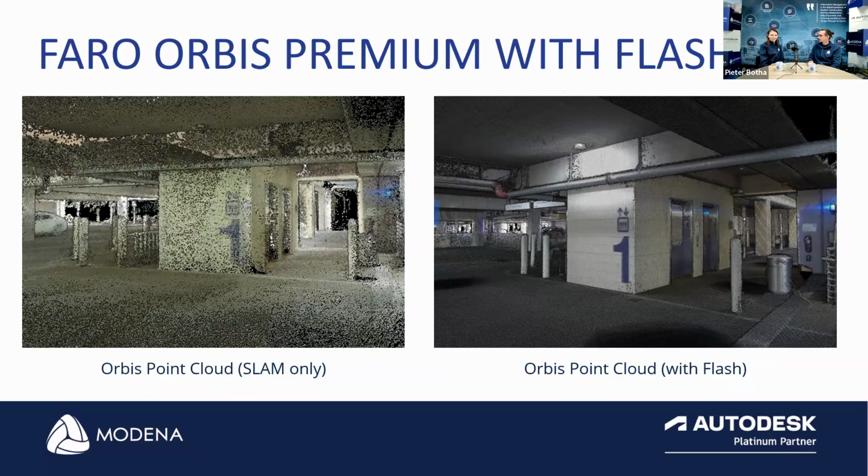Here's a very good example for you on the difference between the SLAM scan quality and the flash scan quality. On the left-hand side, you can see the SLAM data quality. The accuracy on the SLAM data is about 5 millimeters. On the right-hand side with the flash, we get more detail out of that. Also, with the flash scanning, we get 20 million points per scan, and the accuracy on that would be 2 millimeters. So you can get terrestrial scan quality or accuracy with Orbis as well, with the flash scan technology.